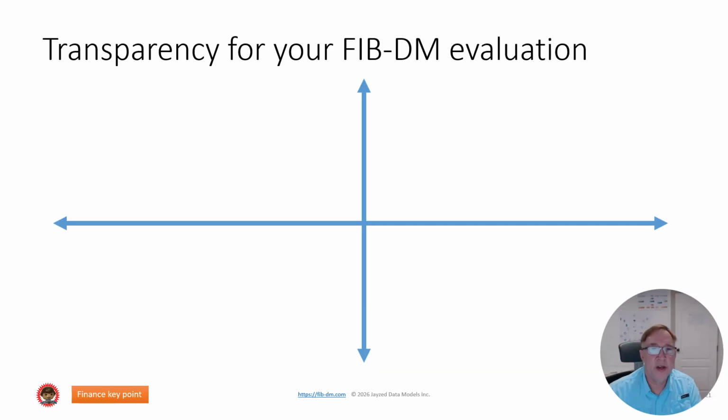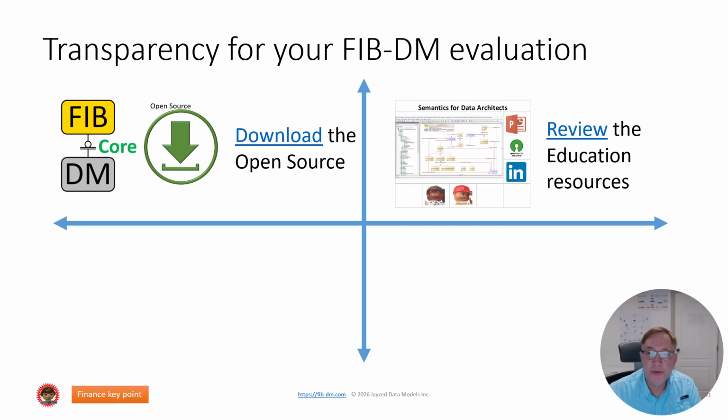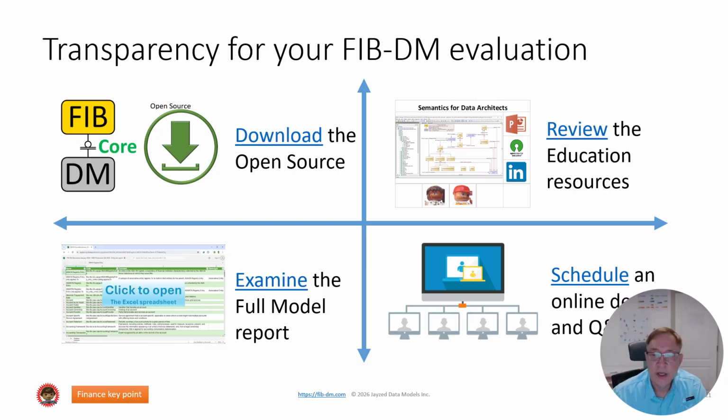The goal here is really transparency for your FIBDM evaluation. The freemium approach means you can download an open source version, and you can then decide whether you want to upgrade to the premium. You can review the education resources, that is all presentations and articles. You can examine the full model report, which lists all 3,200 entities with their definitions. And you can then schedule an online call with me to show you a demo and address your questions. Thank you.